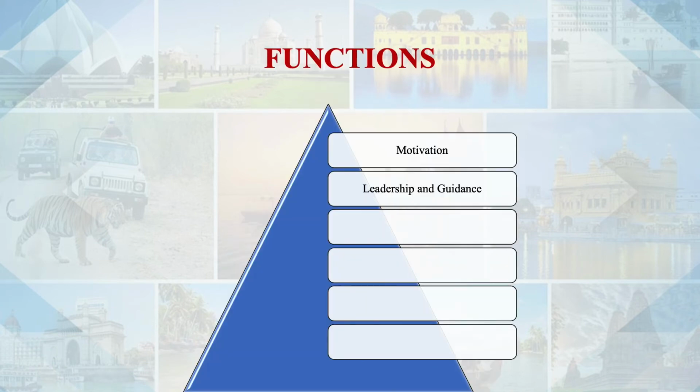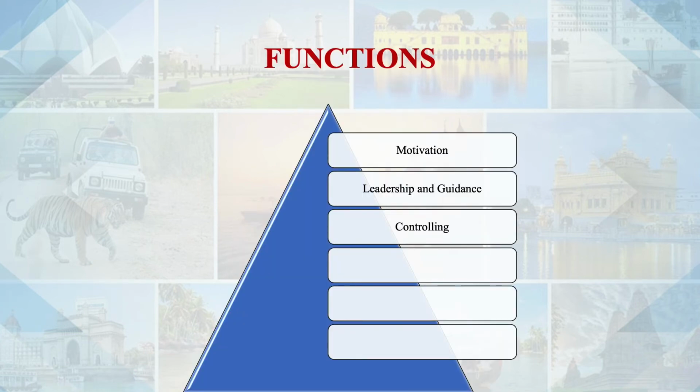The next function which I am going to discuss is leadership and guidance. A supervisor is the leader of workers under him. He leads the workers and influences them to work at their best level. He also guides the workers by fixing production targets and by providing them instructions and guidelines to achieve those targets. The next function is controlling.